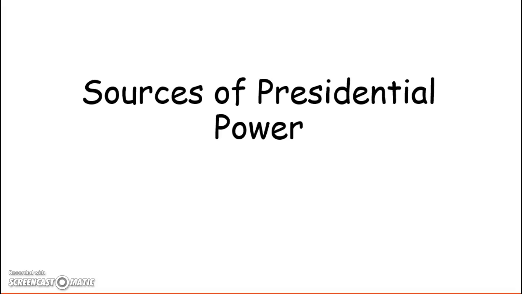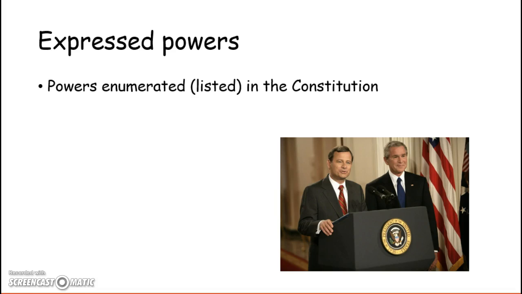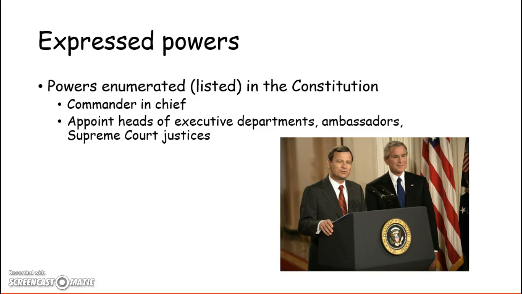Okay, we're going to start with expressed powers. And expressed powers are the ones that we know are in the Constitution. Some common expressed powers are Commander-in-Chief, the President's power to appoint heads of executive departments, appoint ambassadors, and, as you see in the picture here, appointing Supreme Court justices. This is a picture of George Bush appointing John Roberts as Chief Justice of the U.S. Supreme Court.